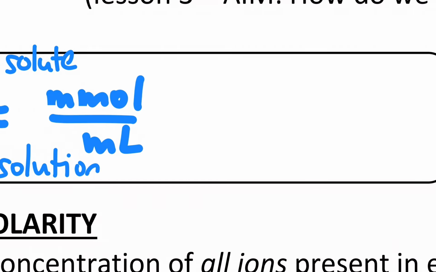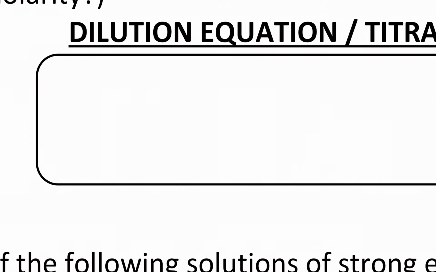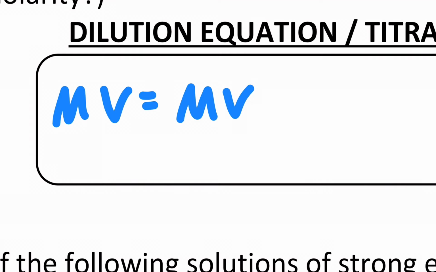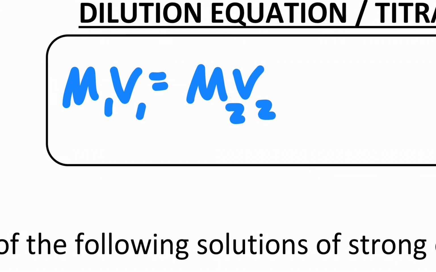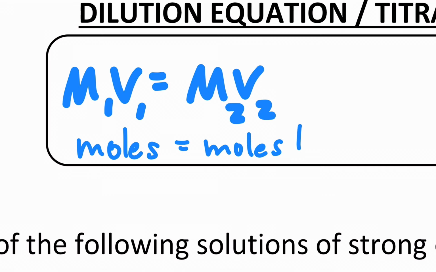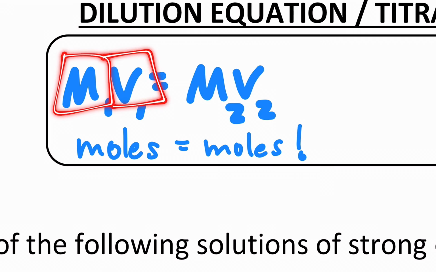There's an equation that goes with molarity that we'll use a lot. It's the dilution equation, and it's written as MV equals MV, specifically M1V1 = M2V2. And all that really says, if you think about what you get when you multiply molarity times a volume, that is moles. And that just means moles equals moles, because if I have some solution molarity and some volume, and then I increase the volume, the molarity decreases, hence the word dilution equation.